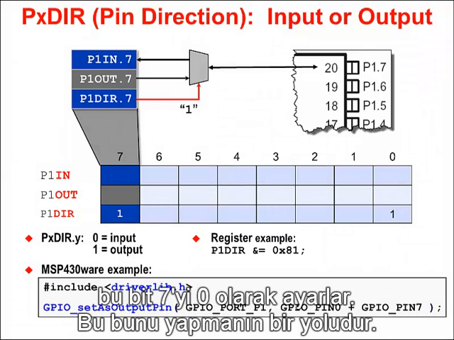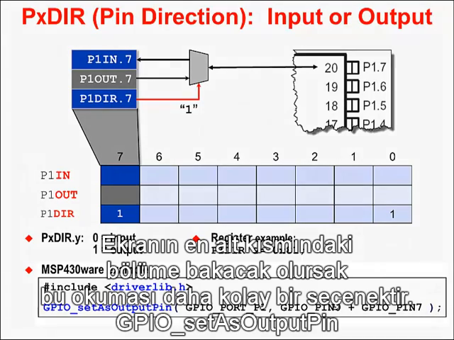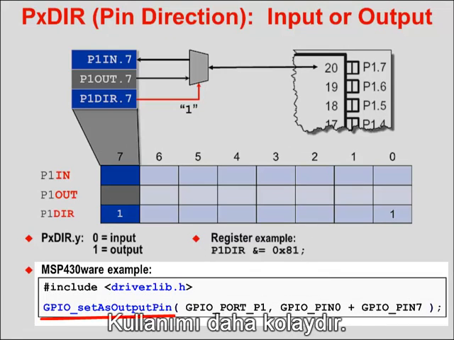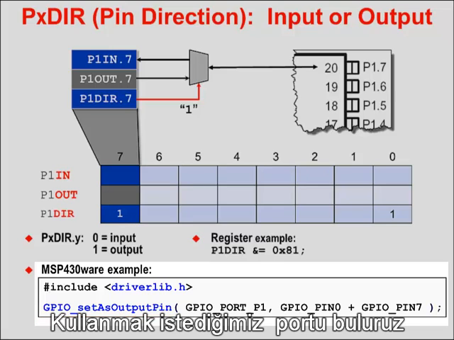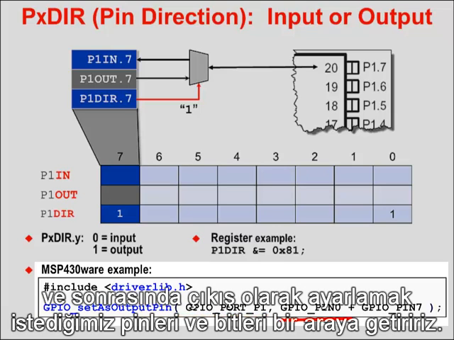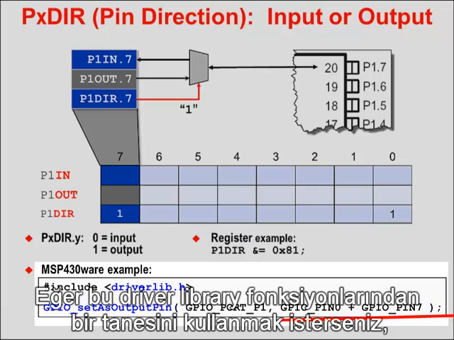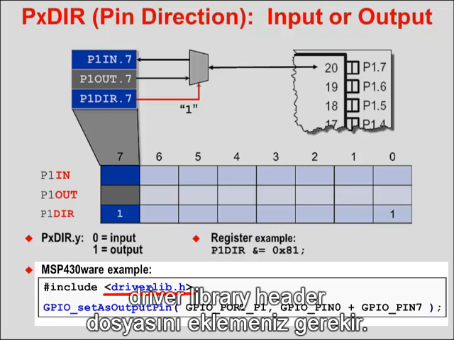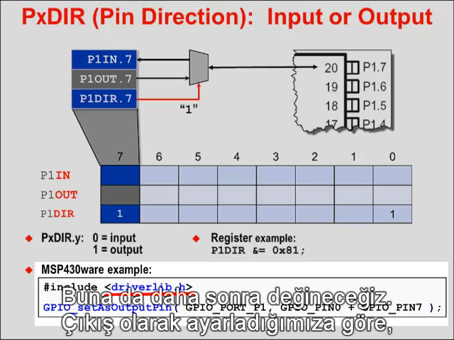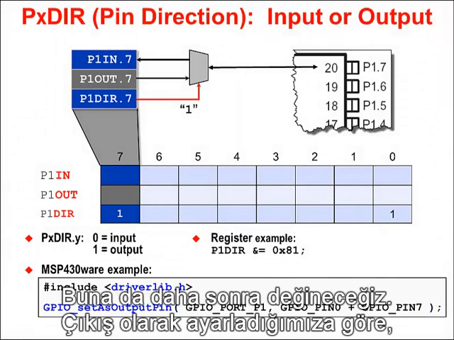So that's one way of doing it, and that's not a bad way. But it is a lot more readable if we look down below and we see GPIO set as output pin. Very obvious, and that ends up being very handy later on in our maintenance phase. So we just specify the port, and then we can OR together the bits or the pins that we're interested in setting up as an output. So anytime you use one of the driver library functions, you should be including the driver library header file. And again, we'll mention that later on.